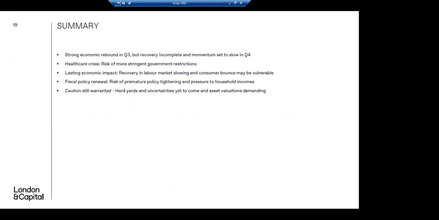And with all this in mind, in terms of how it feeds through into asset allocation and investment decisions, there clearly is still a set of risks. Economic conditions are under pressure. As I said, these hard yards are still to come, and this is against a backdrop of quite demanding valuations. So for the moment, we still believe that some amount of caution is still warranted.